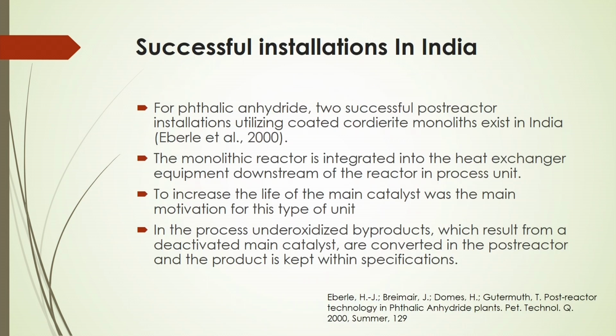intensification. Now, in India we have some successful installations of monolithic reactors, where some chemical engineering processes are being carried out for phthalic anhydride. The successful post reactor installations that utilize coated cordierite monoliths exist in India, as given by Averill et al. in the 2000s. And they told that monolithic structure can be used for the intensification of these reactions for production of phthalic anhydride, using this cordierite monolithic structure.